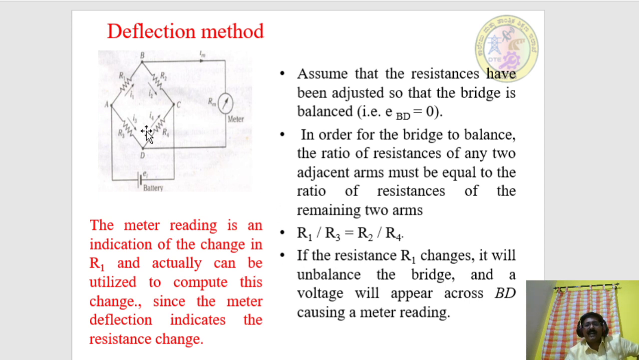If the resistance R1 changes, it will unbalance the bridge. So a voltage will appear across B and D, causing a meter reading, that is RM. See, now the meter reading is an indication of the change in R1 and actually can be utilized to compute this change, since the meter deflection indicates resistance change. This concept we call the deflection method.